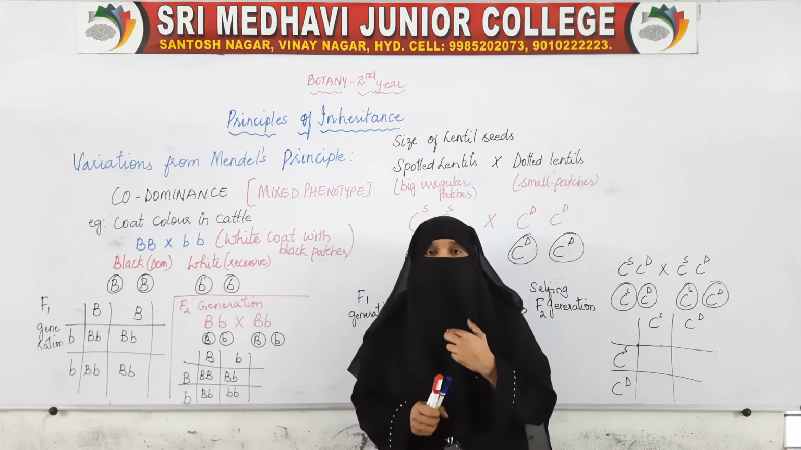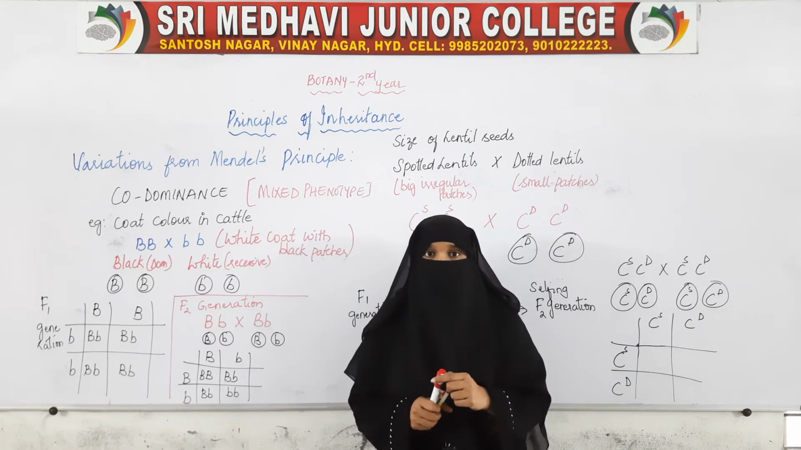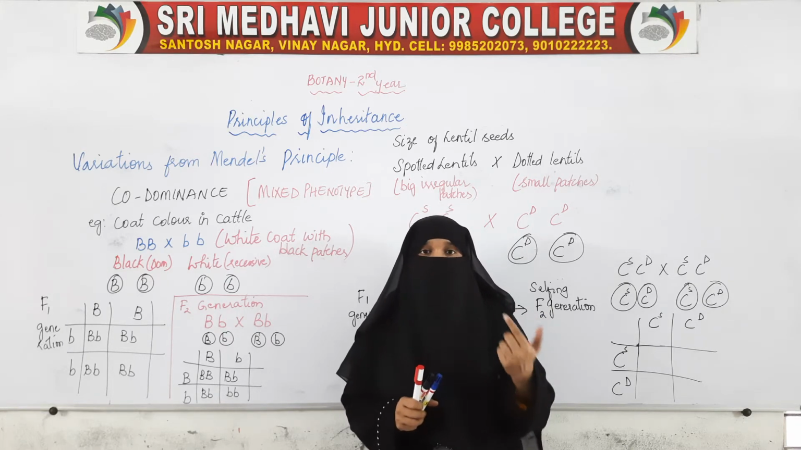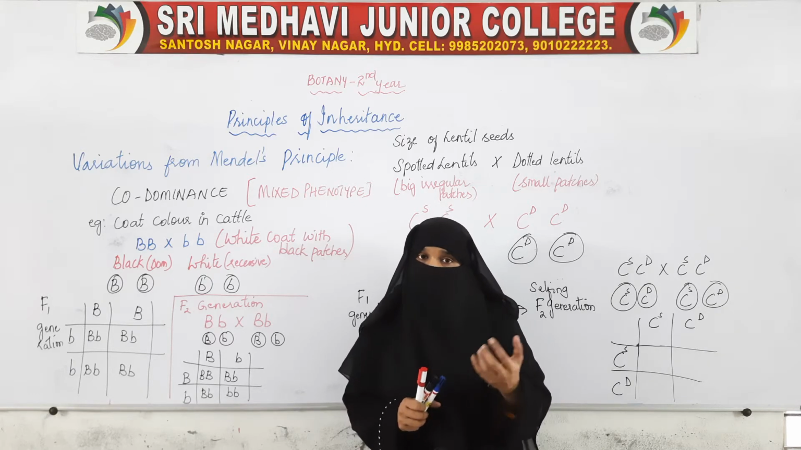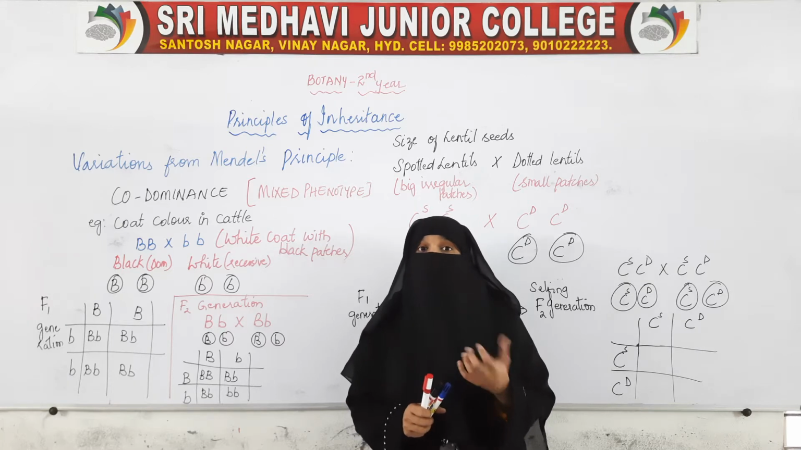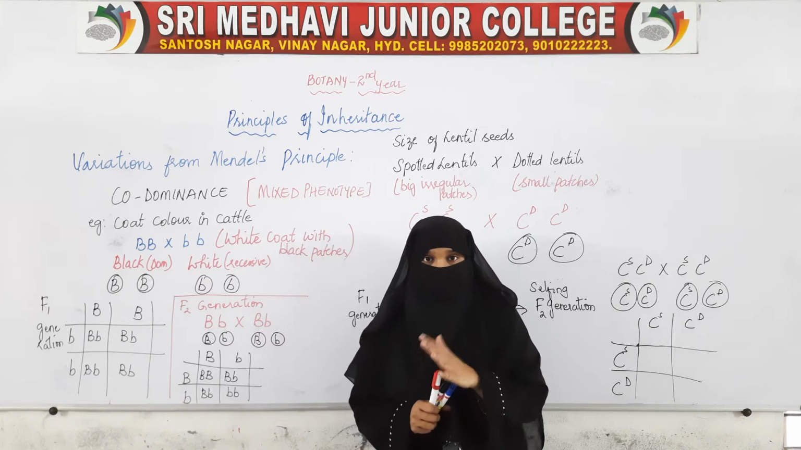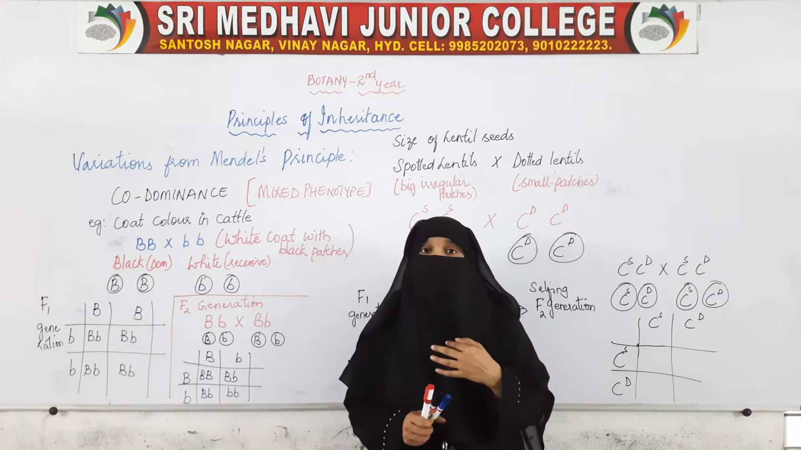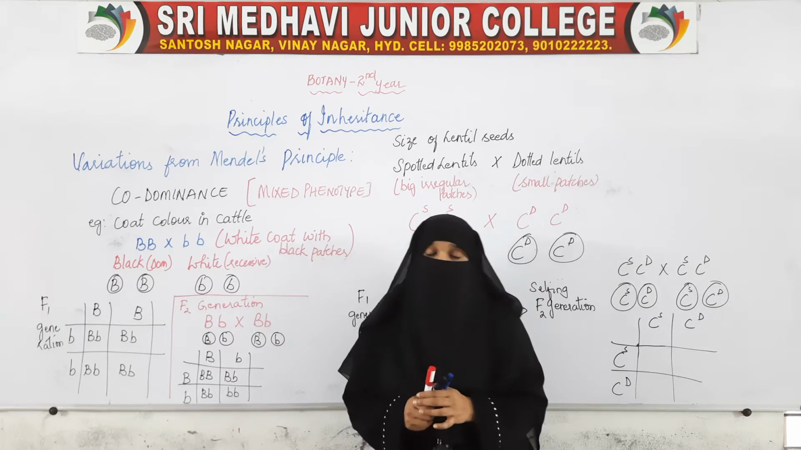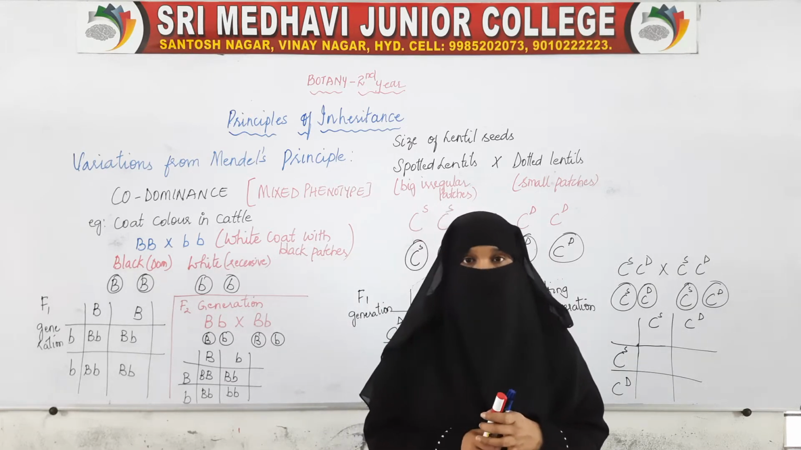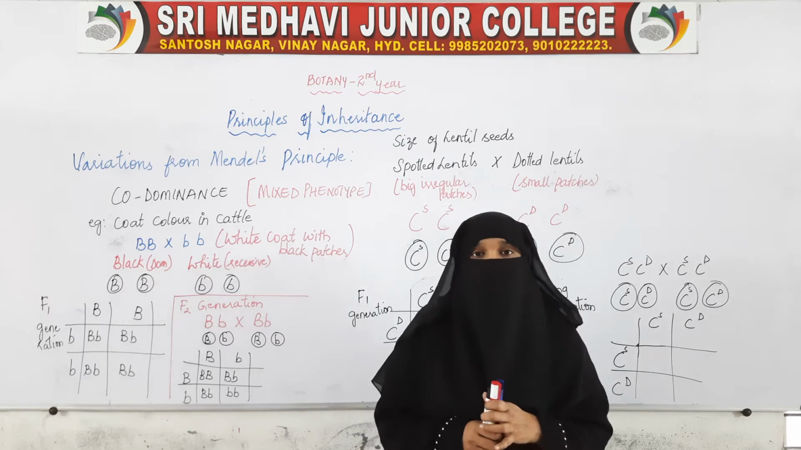Here, instead of red color, the dominating one, in the F1 generation we were getting pink color, because red was unable to dominate completely. It was showing dominance, that is why we got pink, but it was able to dominate only partly. So instead of red we were getting the pink phenotype.